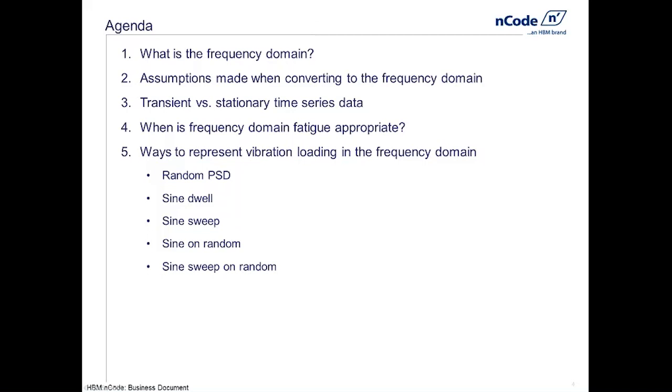Item 3, we're going to look at what we call transient versus stationary time series data. And you'll see that this concept of transient versus stationary has a huge influence on whether vibration fatigue in the frequency domain is appropriate or not. Number 4, we're going to look at essentially what I was just talking about in 3 there. When is this frequency domain appropriate? So when can we take advantage of the compact and fast calculation capabilities and such of working in the frequency domain?